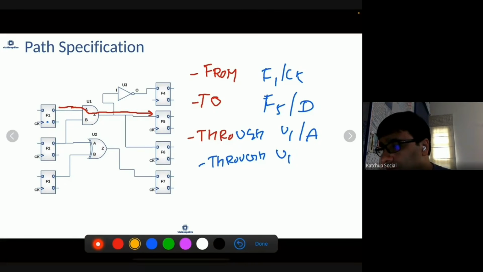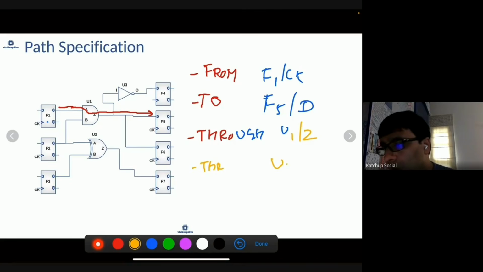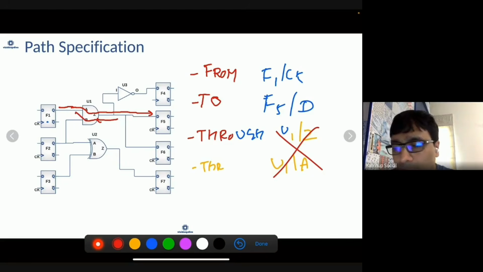But if you use through U1Z, then hyphen through U1A, it will not apply to any path, because there is no path which first goes through Z and then goes through A. The path is in the opposite direction. So through options are ordered options and you have to use them accordingly. Now let's understand what are the various timing exception commands which use this path specification and basically change the default one cycle setup and zero cycle hold behavior.